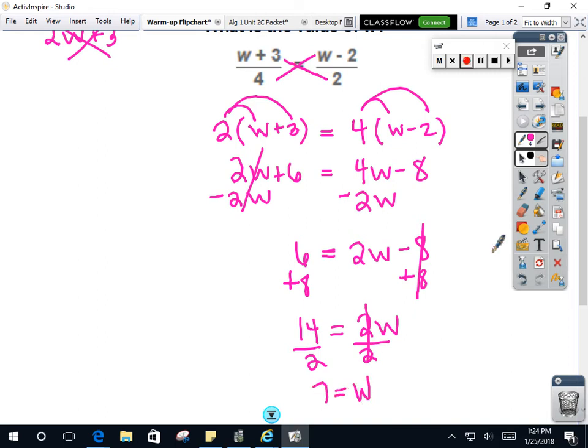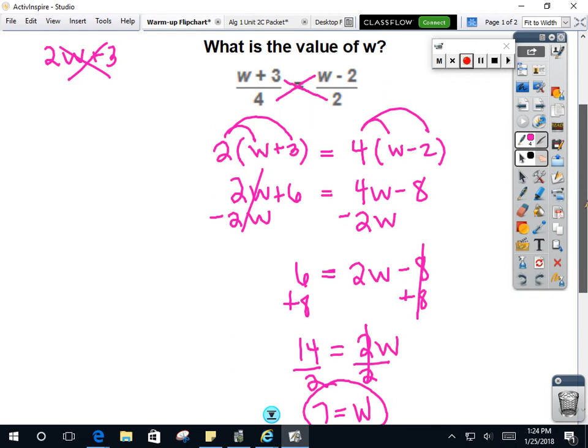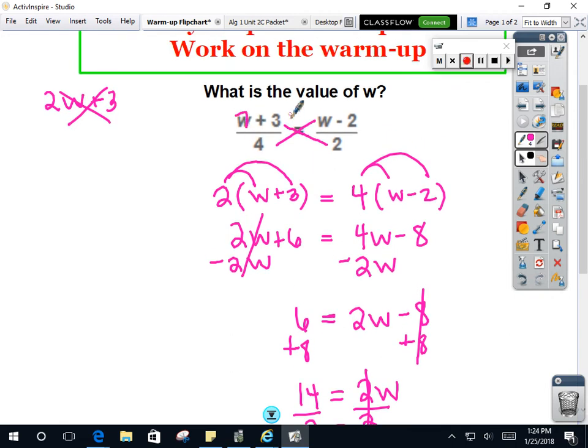Okay, now, even if you didn't know how to do all of this work, if this had been a multiple choice question, you should be able to get this answer. Because if W equals 7, and you go back up here and you replace both of the W's with 7, what's 7 plus 3 become? 10. So 10 over 4. What is 7 minus 2? And so you get 5 over 2.